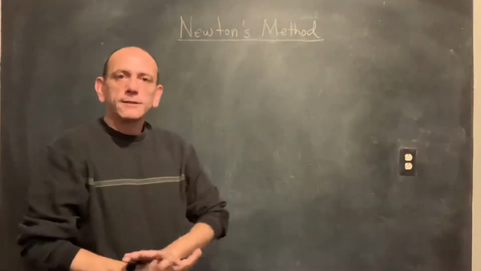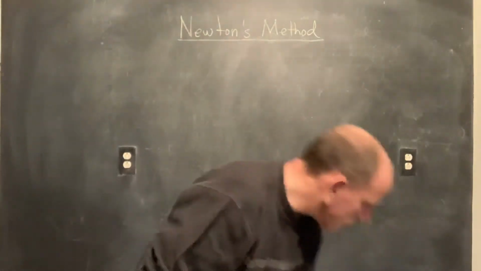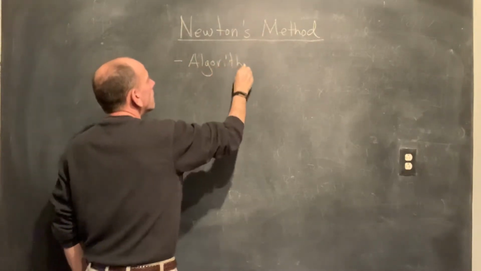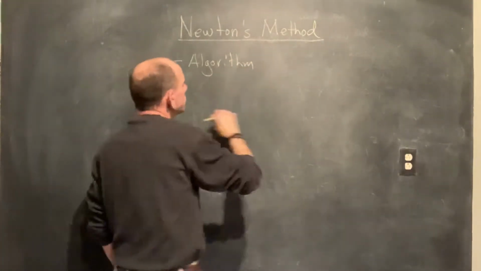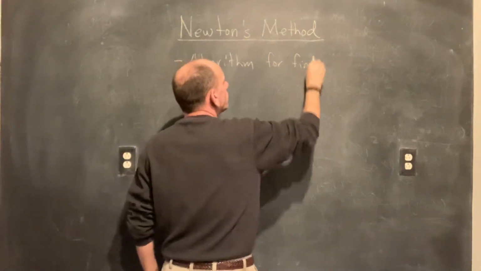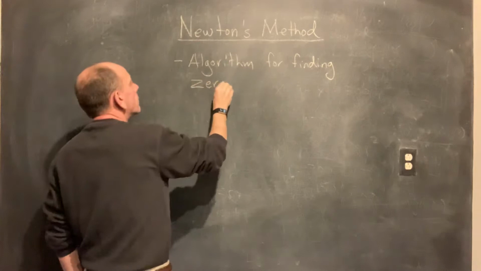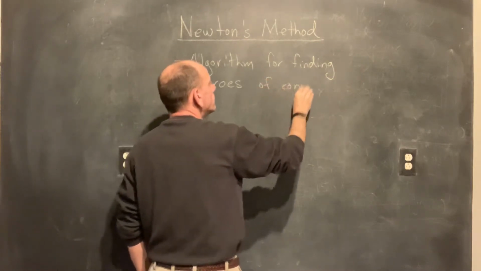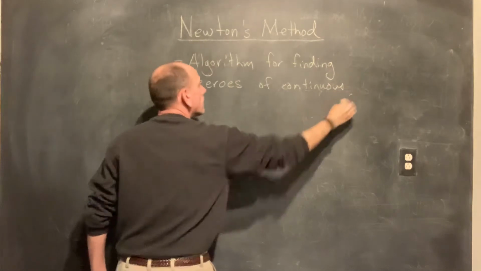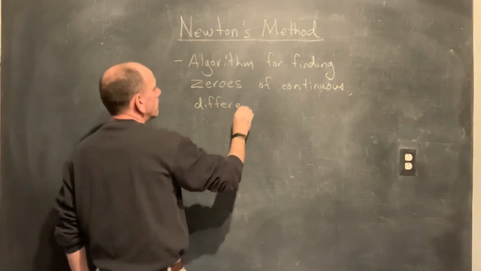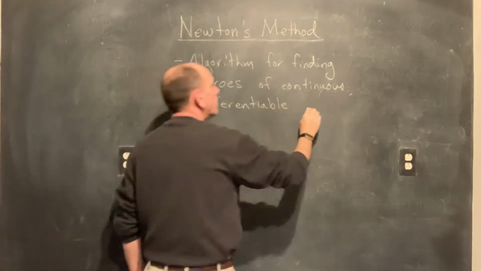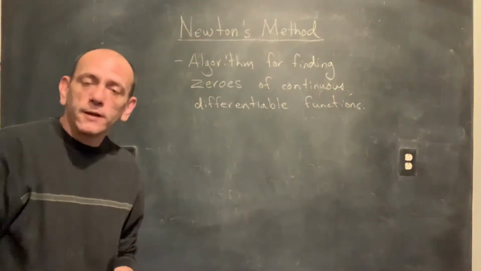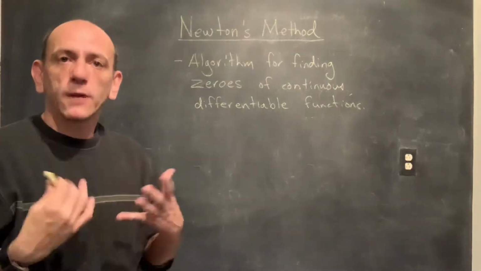All right, so today let's take a look at Newton's method. Newton's method is an algorithm, a series of steps, actually laid out, which is nice, for finding zeros. An algorithm for finding zeros of continuous differentiable functions. Okay, that's what Newton's method is. It's a series of steps for finding the zeros of continuous differentiable functions.